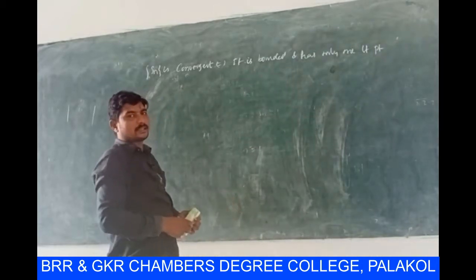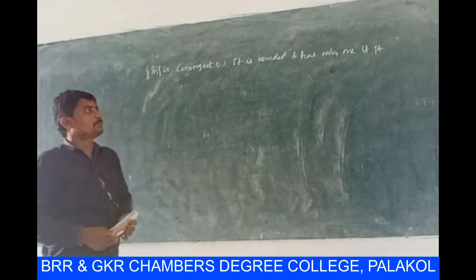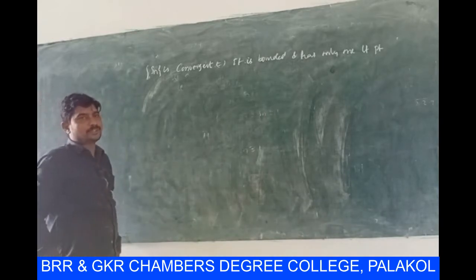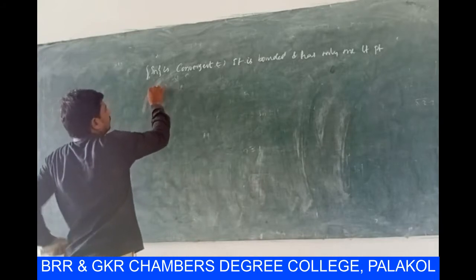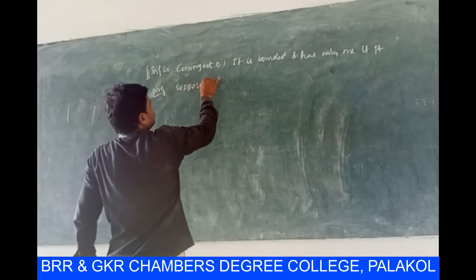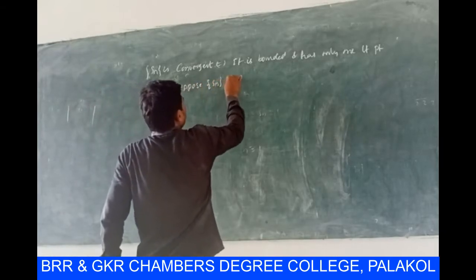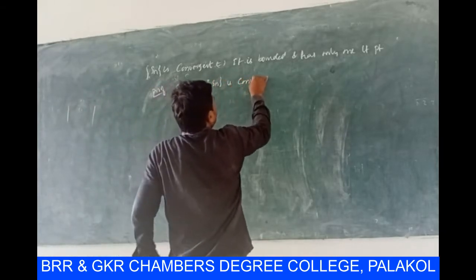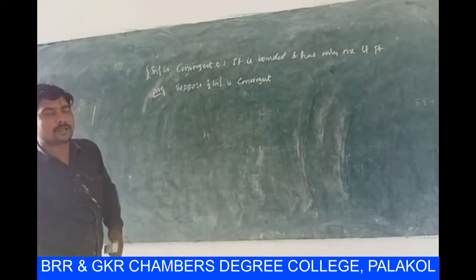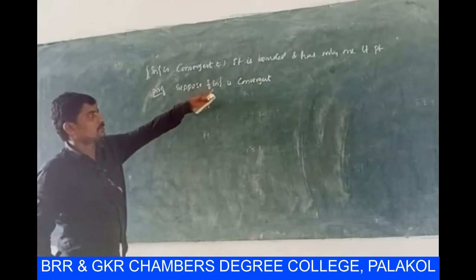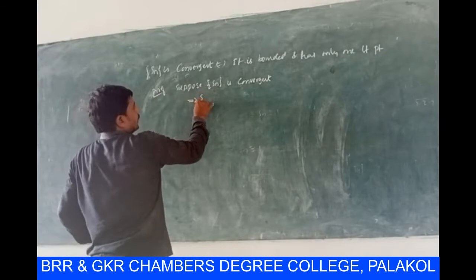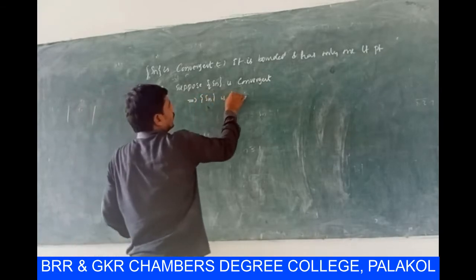The sequence Sn is convergent if and only if it is bounded and it has only one limit point. We will see how to prove this theorem. Suppose the sequence Sn is convergent. We prove that the sequence is bounded. But already we know that every convergent sequence is bounded. Directly we can write that the sequence Sn is bounded.